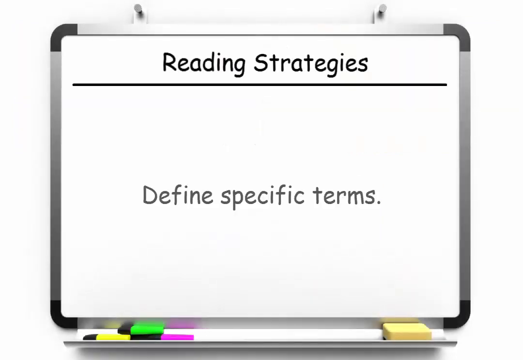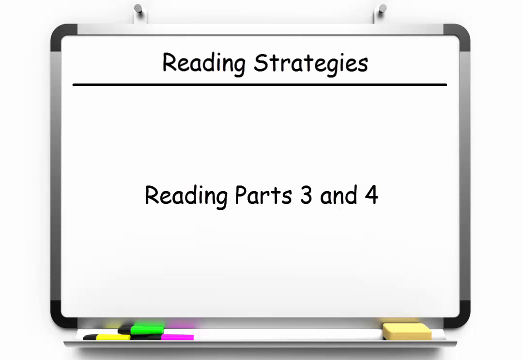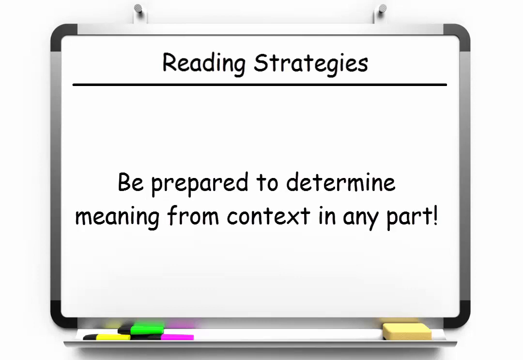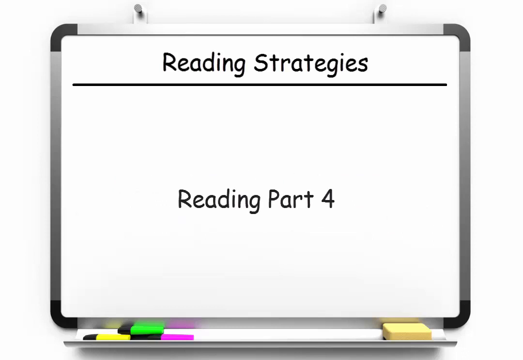You won't be expected to define specific terms like this on the test. If you can use the surrounding context to determine the general meaning of the words and concepts that you don't know, that may be sufficient. I also want to point out that reading parts 3 and 4 are the most difficult parts of the reading test. Therefore, situations dealing with context will likely occur more often in these parts. But be prepared to use this skill on any part. You never know when you'll come across an unfamiliar term. Now let's read an excerpt from part 4. Then we'll look at one of the questions.